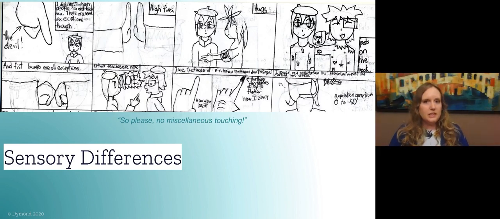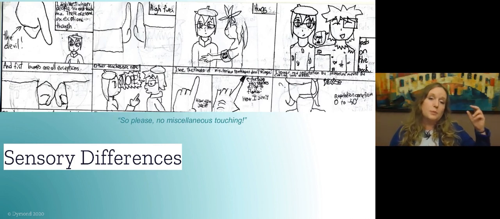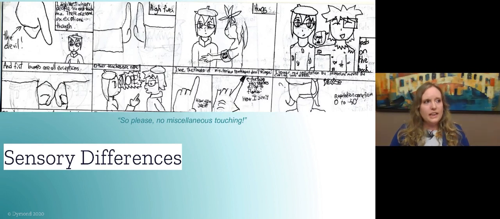So some of the things my students have shared with me, if you look at this comic strip, this student does not like unpredictable touch. So she's okay with high fives, hugs, fist bumps, but she refers to touch as the devil. It makes her feel like she is on fire when she can't predict it. And I've had students tell me that they can actually see fluorescent light flicker 120 times per second, and they can hear the buzz of it. And sounds they aren't expecting can be extremely distressing and painful.